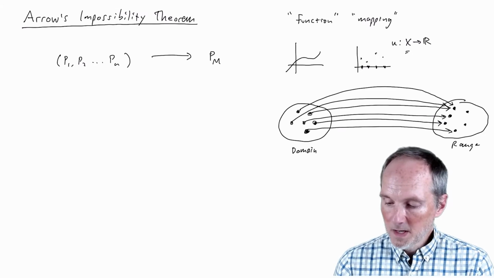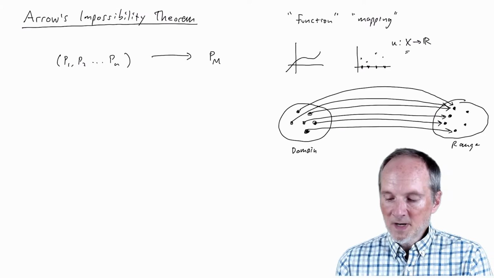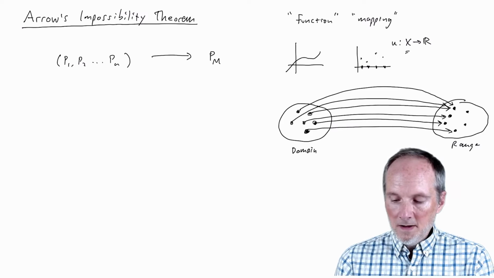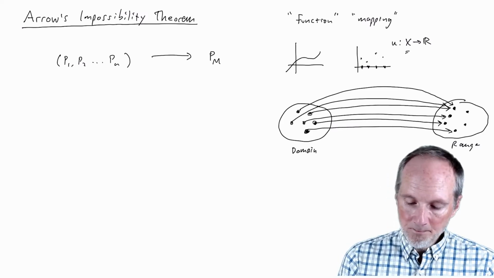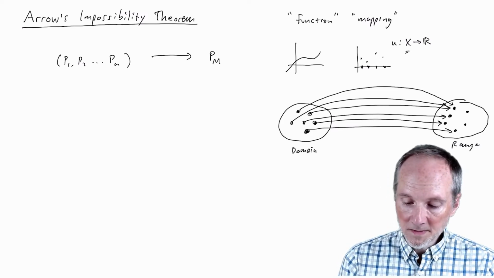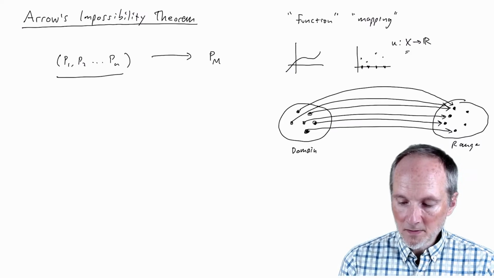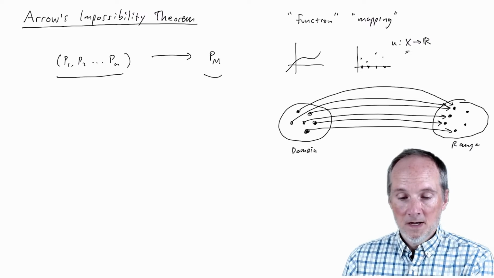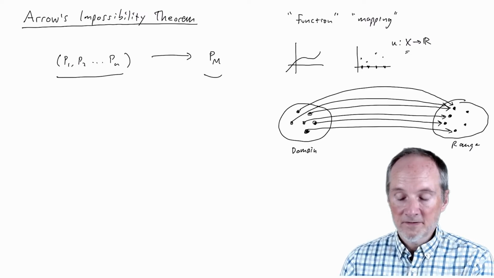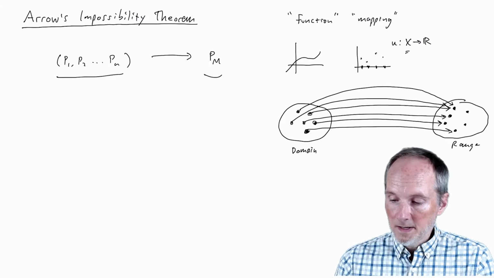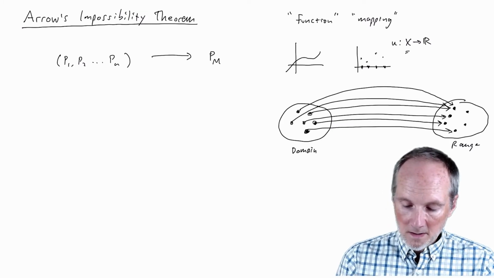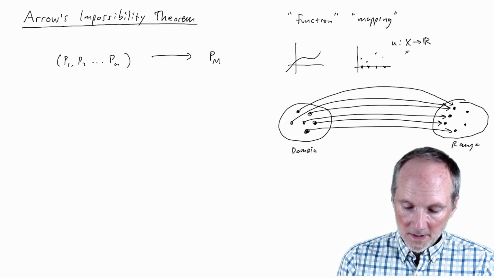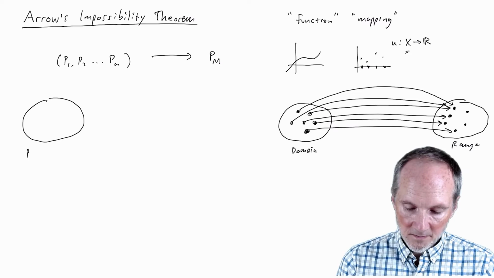Now, the reason I'm talking about this is because I want to think about a function that assigns to each preference profile a binary relation that represents some, I'll call it, social preference. So let's let our domain be all possible preference profiles.